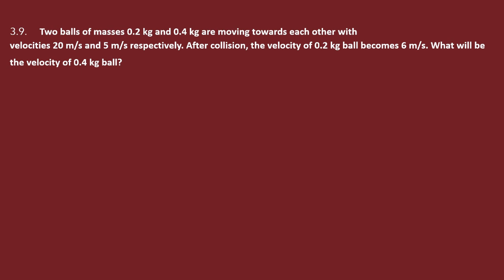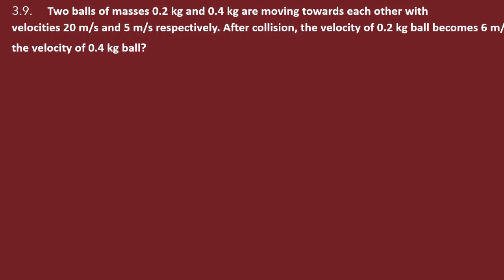First of all, we draw the diagram showing the balls. For example, this is the first ball and its mass is 0.2 kg, and here this is the second ball and its mass is 0.4 kg. These two balls are moving towards each other.